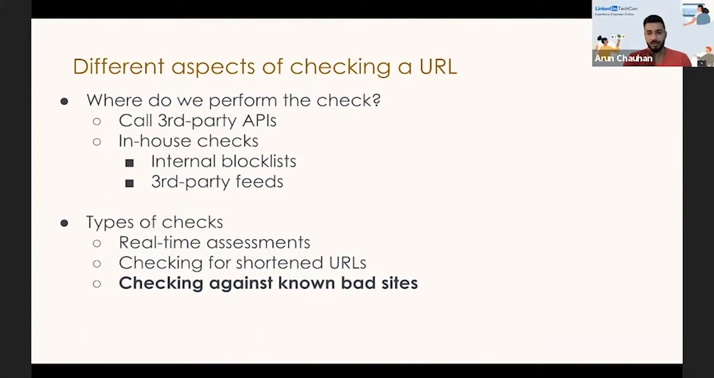Third is checking against known bad sites. So like I mentioned, we might have an internal list or third-party feeds, and we have a huge data set of millions of URLs that we know are bad. And any incoming URL that we need to check has to be checked against this data set. So since this is a very broad topic, I'll only be focusing on checking against the known bad sites in this talk.